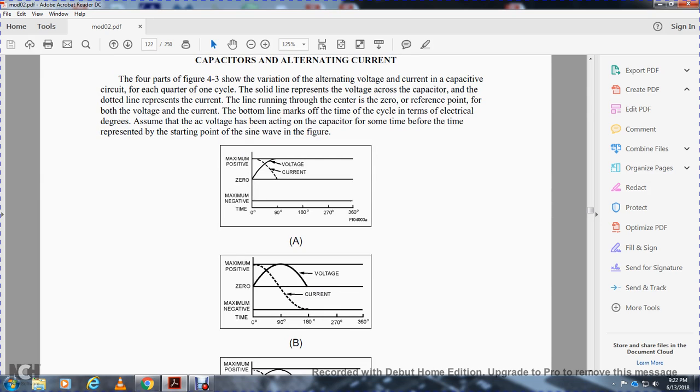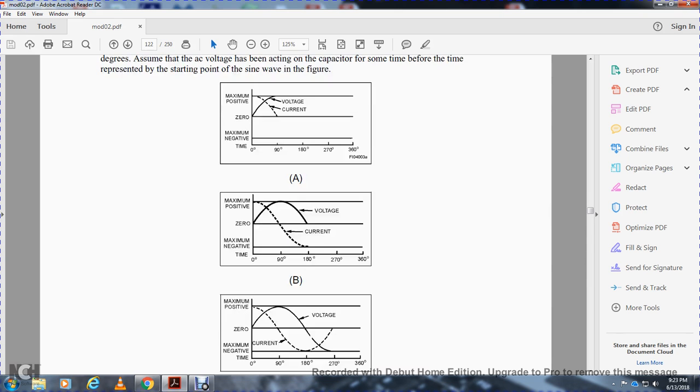All right, notice that the 180 degrees, the voltage and current.